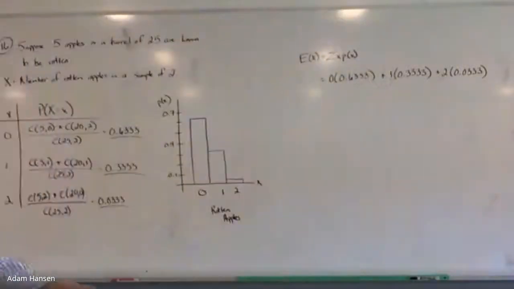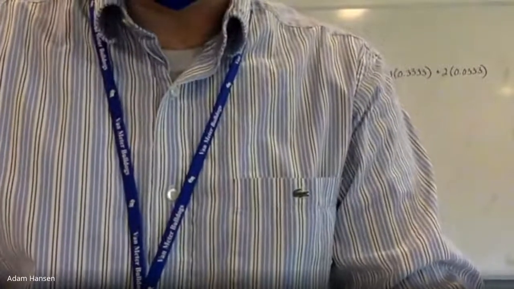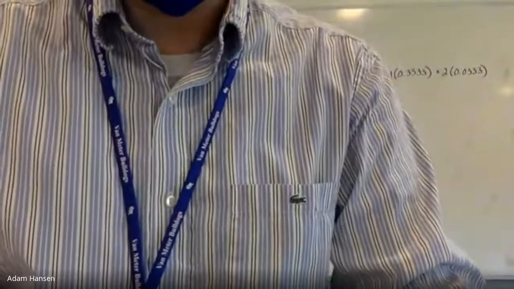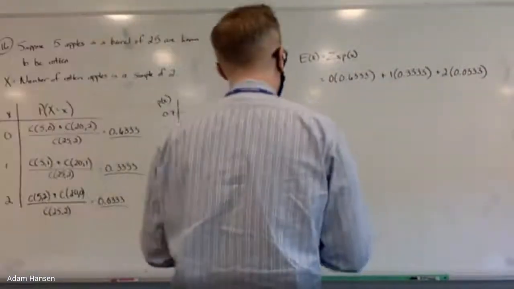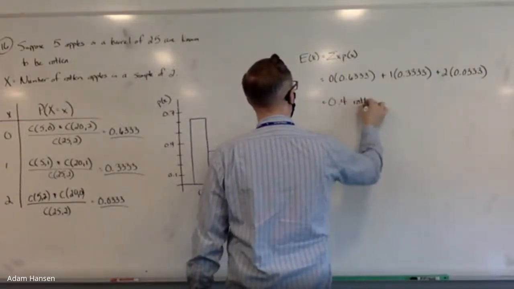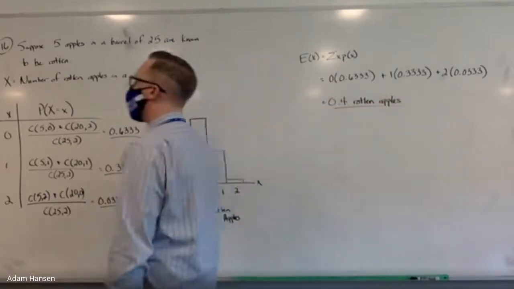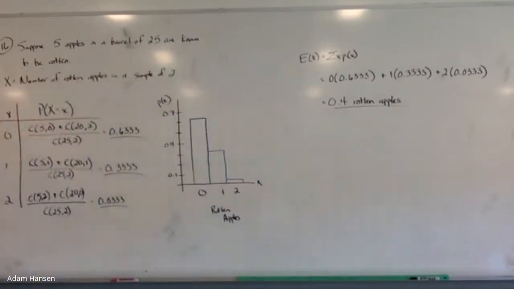I'm not going to type in the first number because it contributes nothing to the expected value, to the average. I need 1 times 0.333 plus 2 times 0.333. 0.4, 2/5. Every time I reach into the barrel, I should pull out an average or expected number of 0.4 rotten apples.